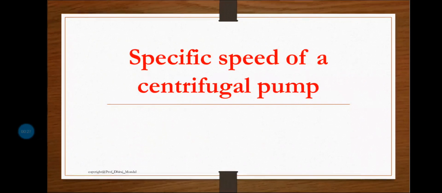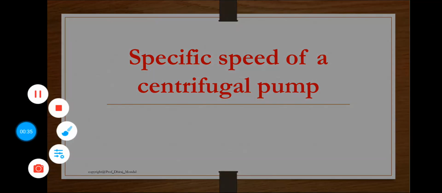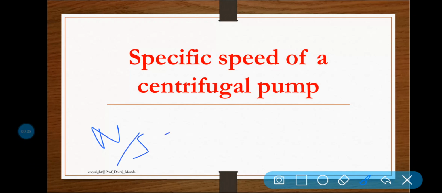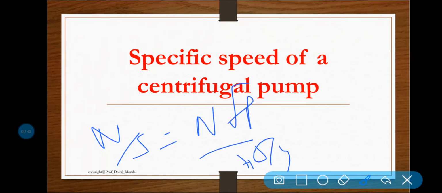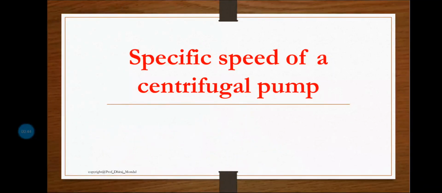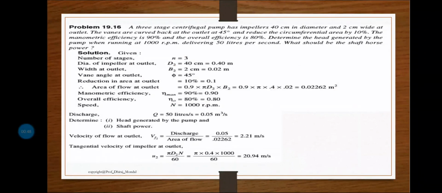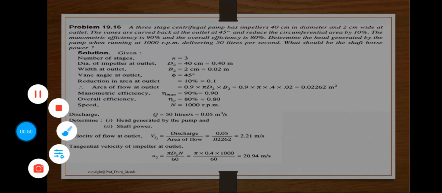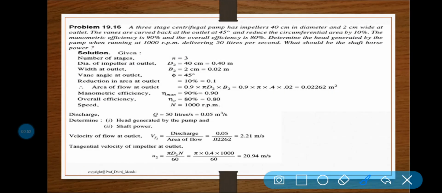You know that in the last class, when we were discussing hydraulic machines, we got an equation for the specific speed of the turbine. It is N root P by H to the power 5 by 4. In the case of a pump, what will be the specific speed of the centrifugal pump will be discussed here. But before this discussion, let us solve the numerical which was given in the previous class.